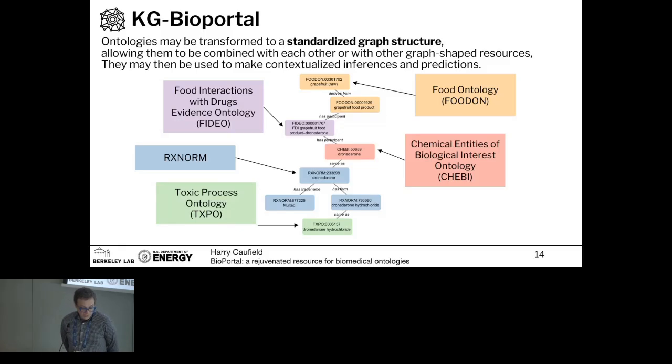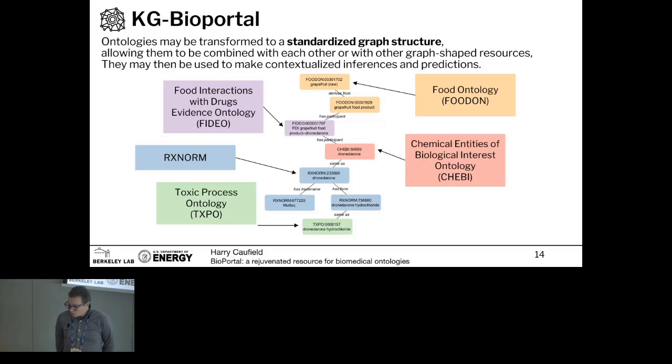I can look at FIDEO, the Food Interactions with Drugs Evidence Ontology, and realize, okay, well, one of the interactions is there between grapefruit and this drug dronedarone. I can map that to the corresponding ChEBI term, and then its corresponding RxNorm term to get different names and labels of that drug. And then I can go even further into things like the Toxic Process Ontology and realize, okay, well, there are specific processes that are mapped through here.